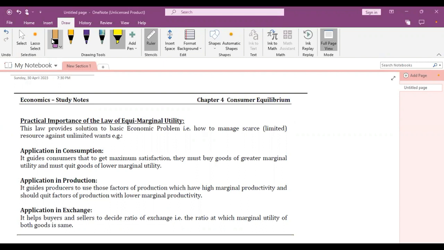Today we are present in our next class on the law of equi marginal utility, under which we are going to study what is the practical significance or importance of the law of equi marginal utility.